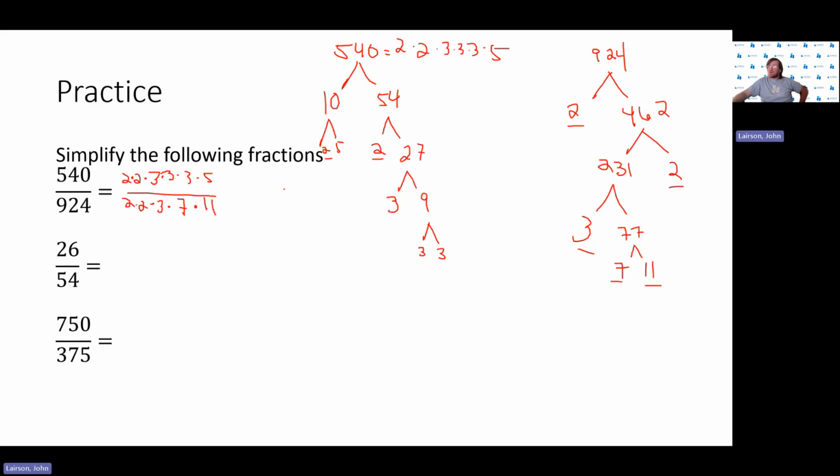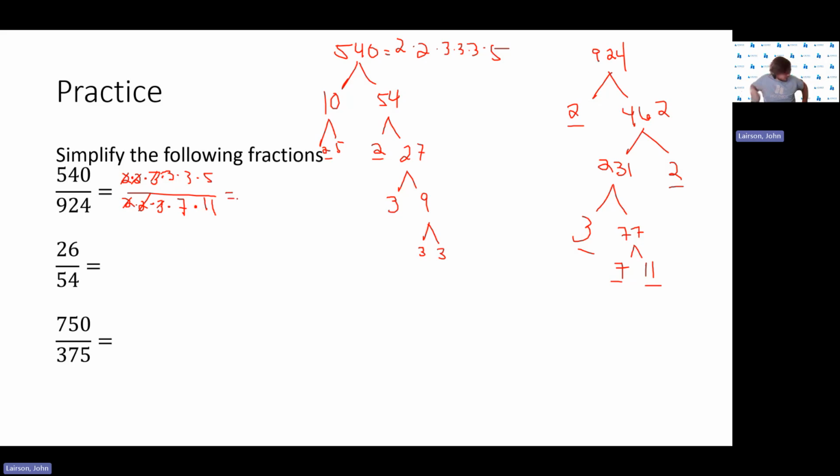Got a little line just so I underline everything. Now I'm canceling out. There's a 2 up here and a 2 down here. There's a 2 up here and a 2 down here. There's a 3 up here and a 3 down here. Can't do anything with these 3s. There's no more 3s to cancel with at the bottom.